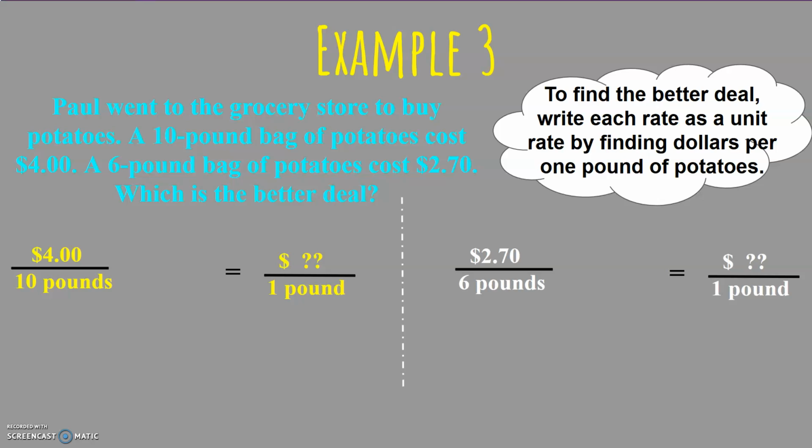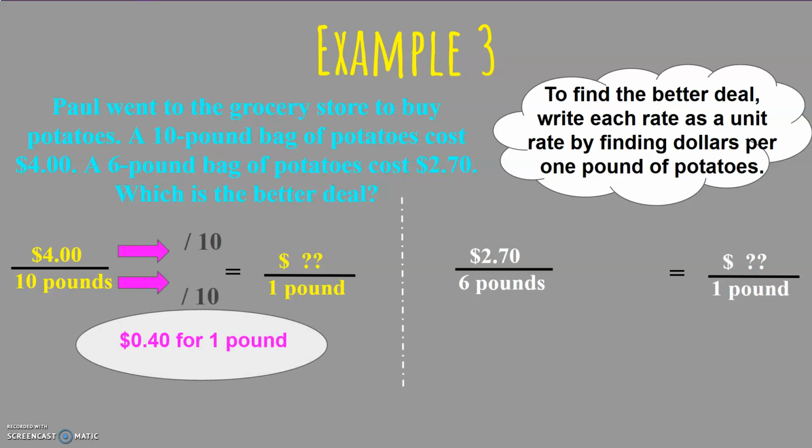You've seen this setup before. This is the third time. Let's look at it again. $4 per 10 pounds. It's a rate because we have two separate units, dollars and pounds. Notice that the rates stay the same. When we're looking at the unit rate, it's still dollars on top and pounds on the bottom. To go from 10 pounds to 1 pound, what do we do? Divide by 10, we end up with 40 cents for 1 pound of potatoes for the 10-pound bag.